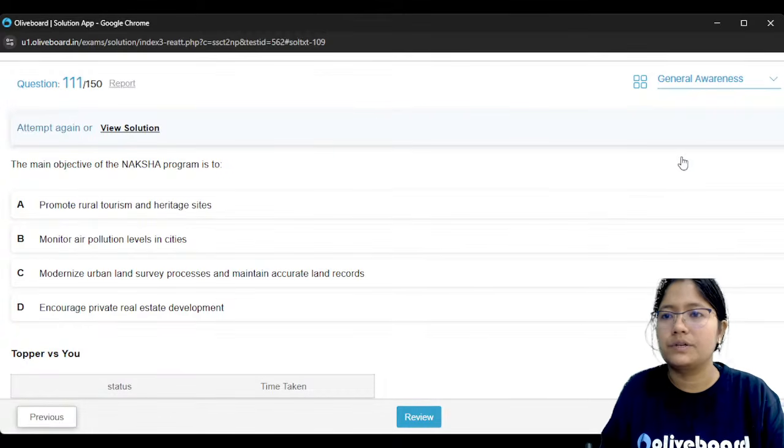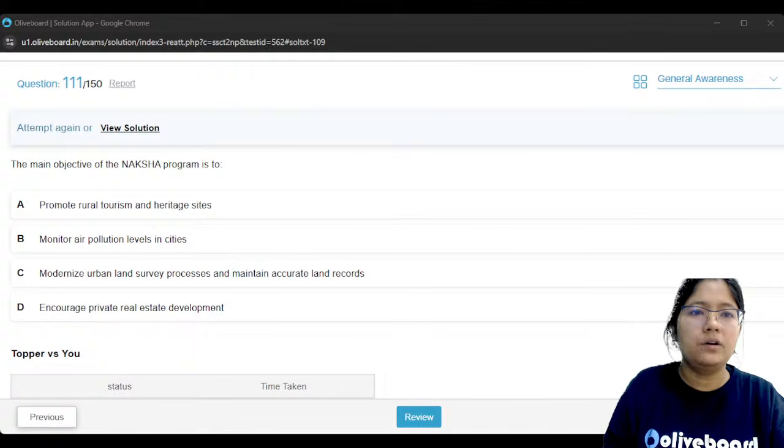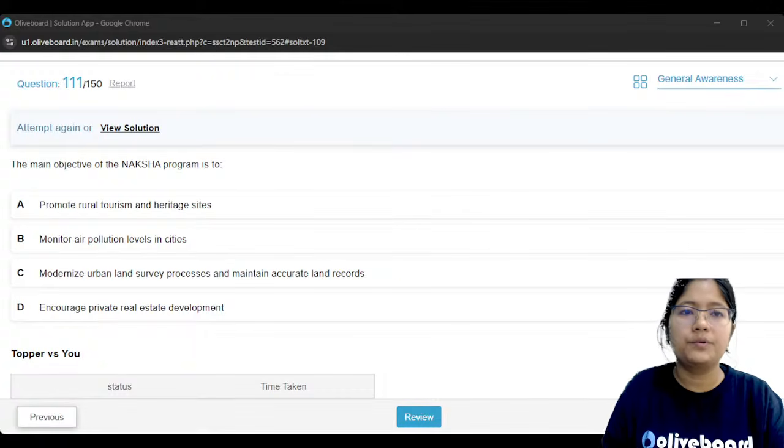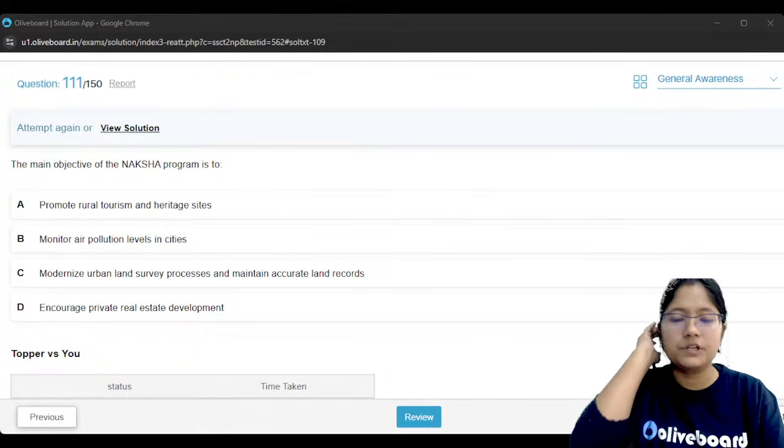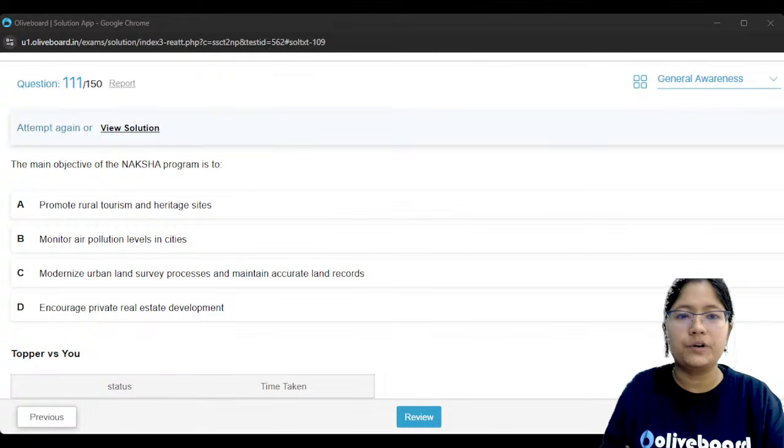Let us look into the next question. The main objective of the NAKSHA program is to, what is the main objective of the NAKSHA program? So what is that?